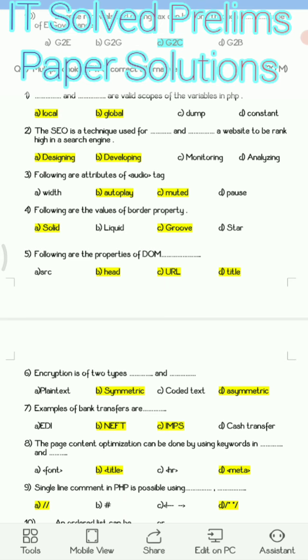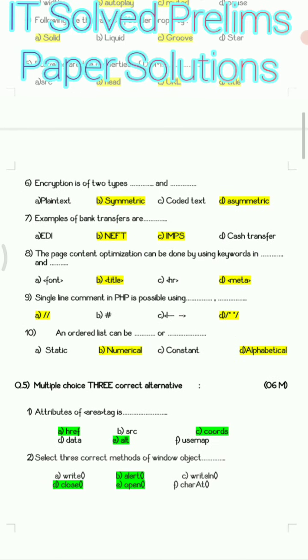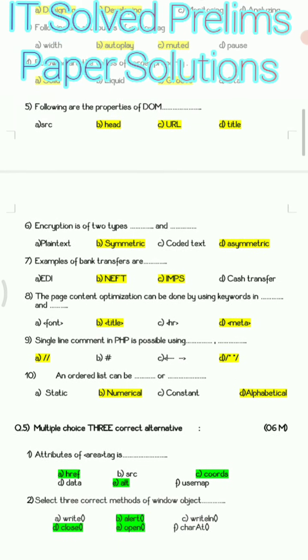Next is example of bank transfers are EDI, NEFT, IMPS, cash transfer. So the right answer is NEFT and IMPS. Next, the page content optimization can be done using keywords in dash and dash. So basically if you want to optimize the content, you use the meta tag. Very important, meta tag you always use, and it is basically written in title tag also.